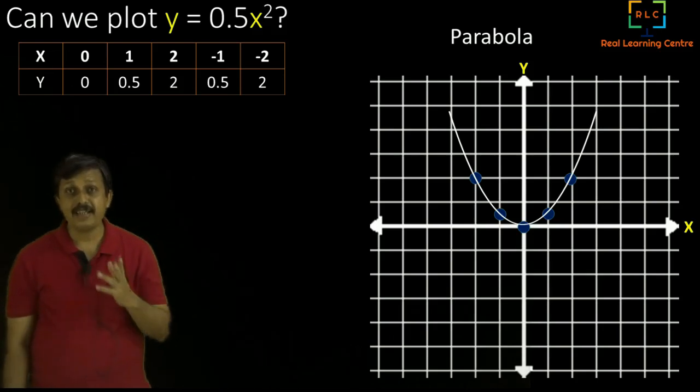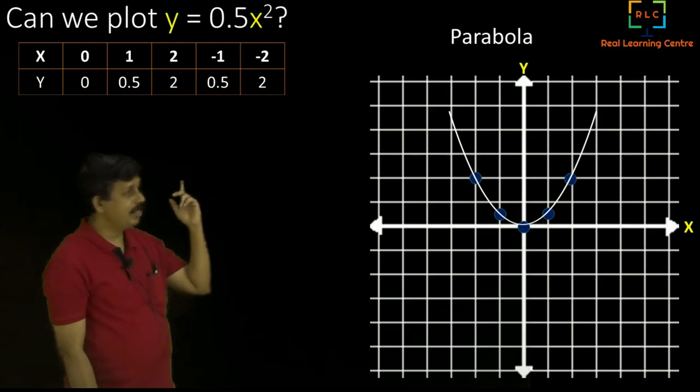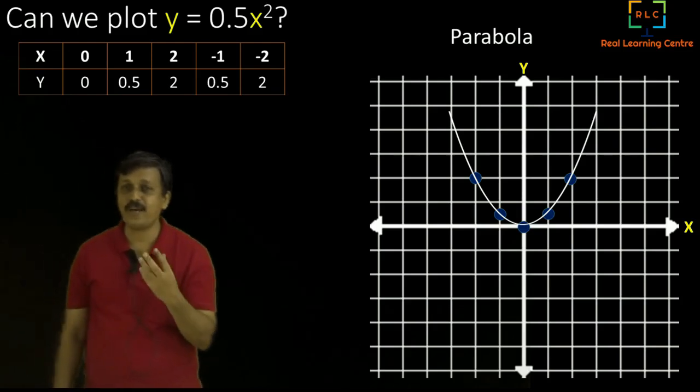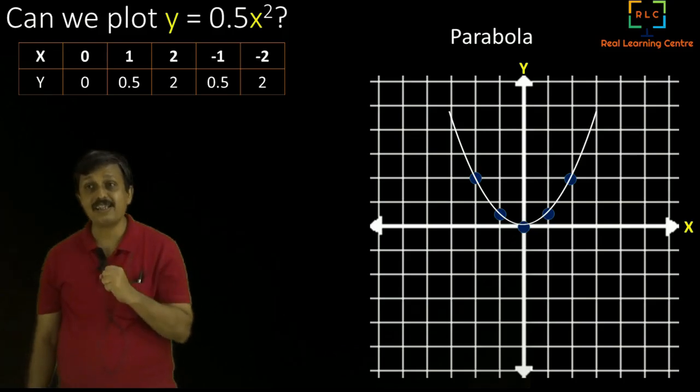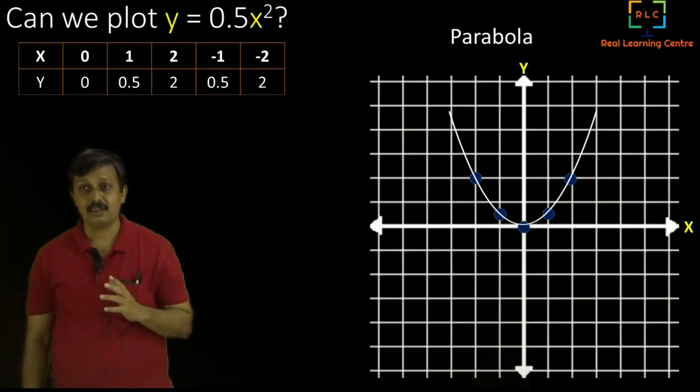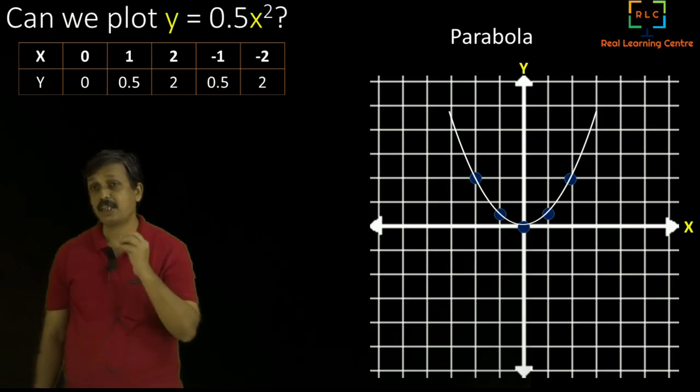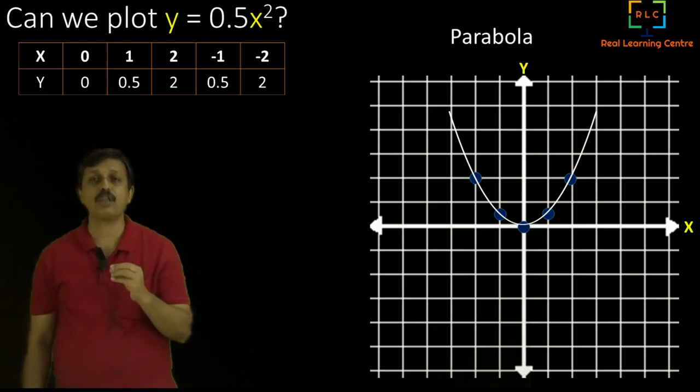So whenever you have y = x², a square term, 0.5x² plus something, whatever, you are going to get a curve, not a straight line. So please keep that in mind. In this case, it is a parabola.